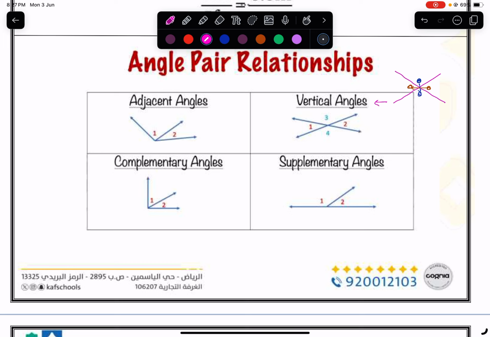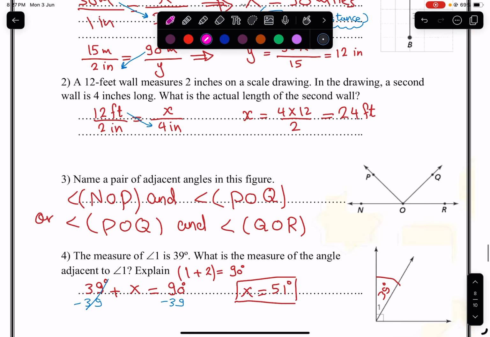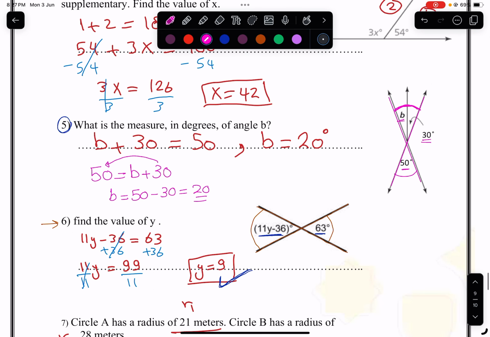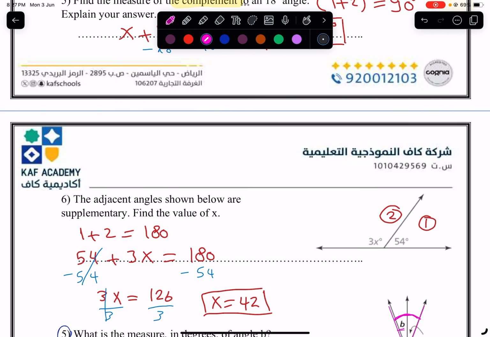Supplementary angle. That means you have two angles in a straight line. Supplementary angles mean the total of the angles is 180. Two angles must be on the same line, so that's named a supplementary angle. Let us take an example directly. Look, these are two angles on one straight line.